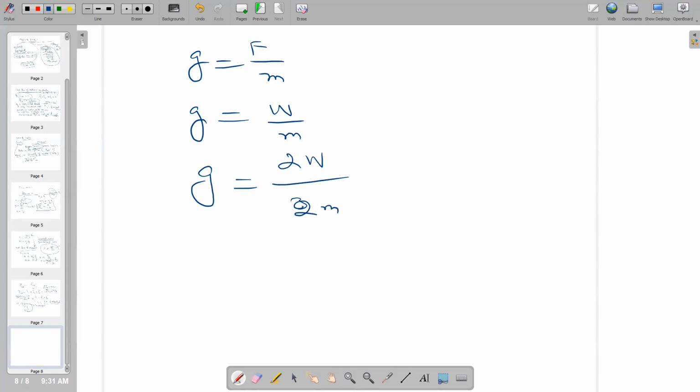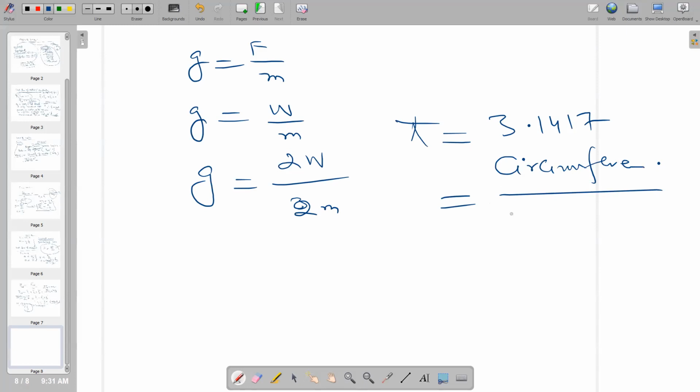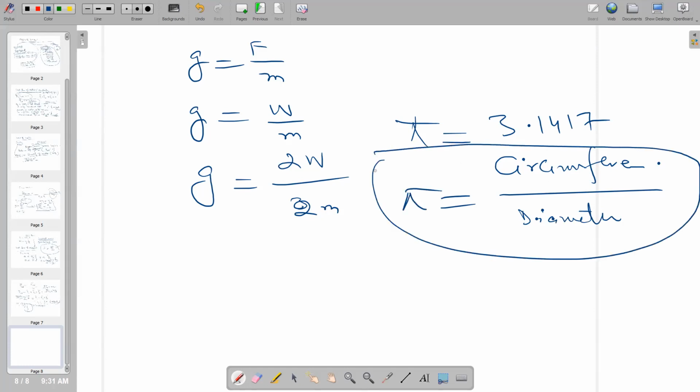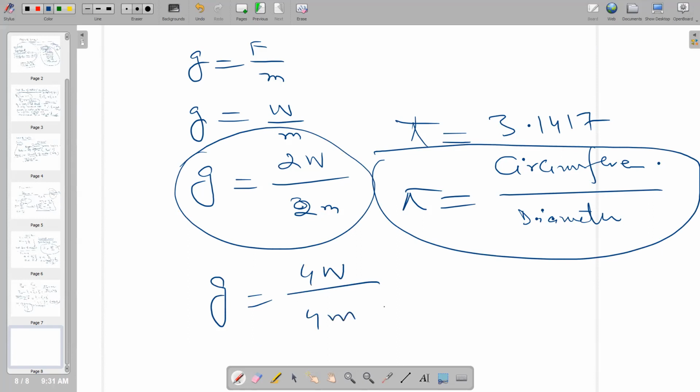So the ratio will be constant. This ratio is like pi. You know that pi is what? Pi is 3.1417. But the definition of pi is the circumference of the circle divided by the diameter of that circle. So the ratio must be constant here. Same, the ratio must be constant here. So if you increase the weight 4 times, it means you are increasing the mass 4 times. The ratio is constant. So that's why G is constant.